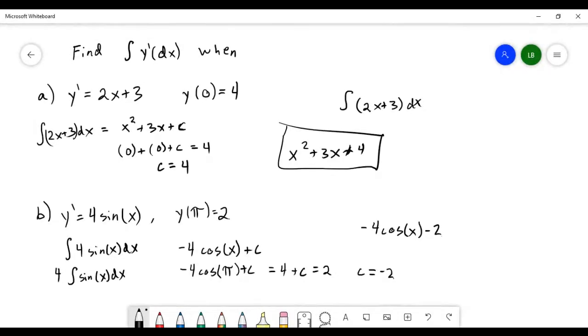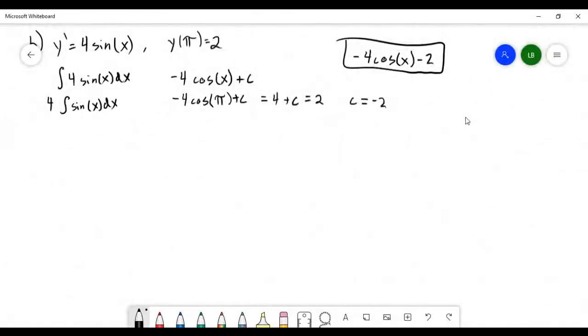Nice job. And maybe just one more. This one. Say y prime is 1 over x squared times x squared plus 4x cubed, and y of 4 is equal to 6. Go ahead and try that one out.